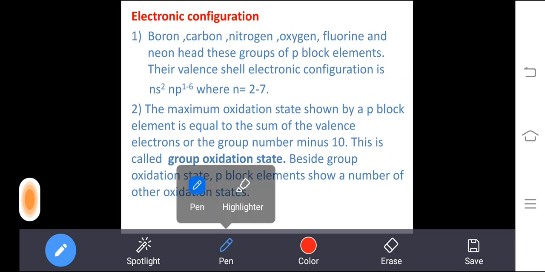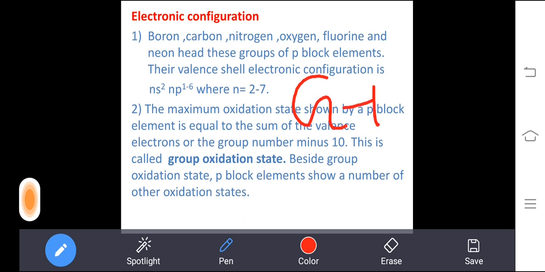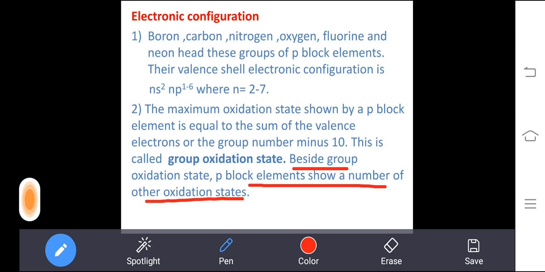Otherwise, we can take the group number minus 10. Boron, group number 13 minus 10, is 3. So we call this the group oxidation state. We can find the group oxidation state by subtracting 10 from the group number. Besides the group oxidation state, p block elements show a number of other oxidation states.